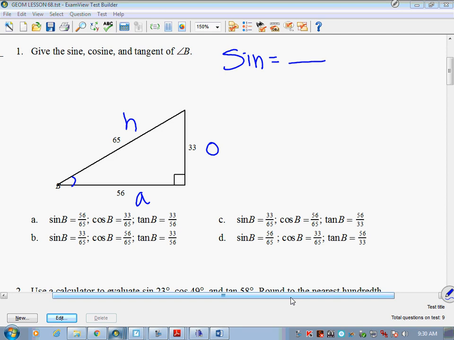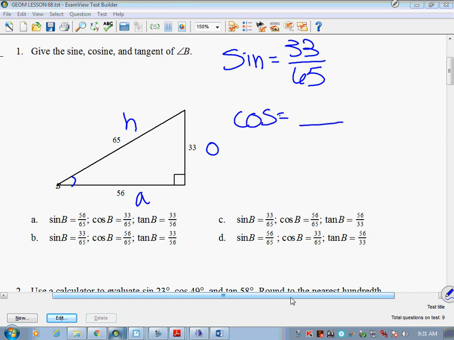Sine equals what, class? Opposite over hypotenuse. All right, minor. What is opposite to angle B? I just want the number. Aaron, what is my hypotenuse? All right, so I have 33 over 65 for my sine. So far, easy? Okay, cosine.